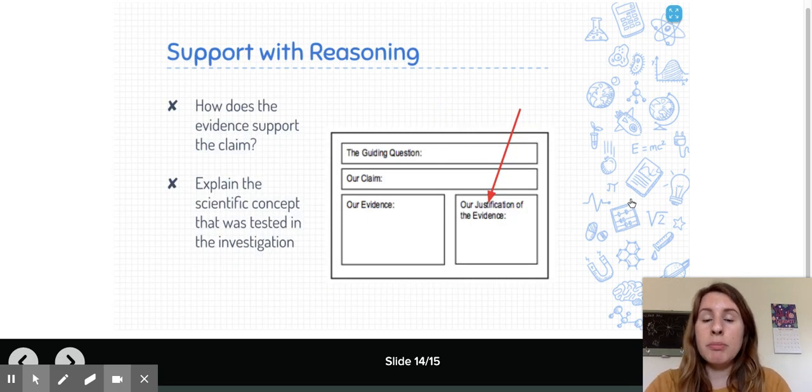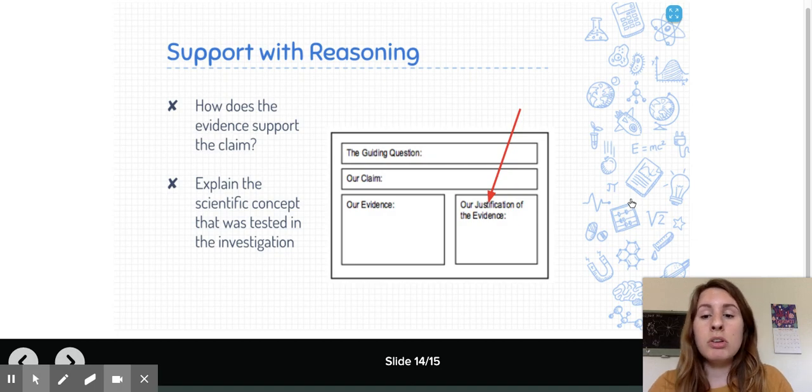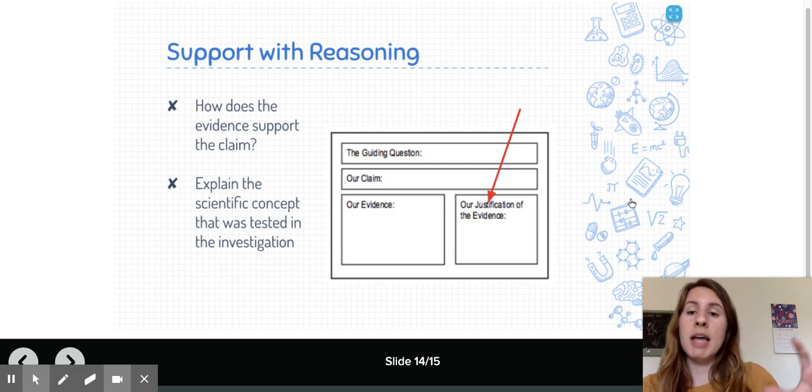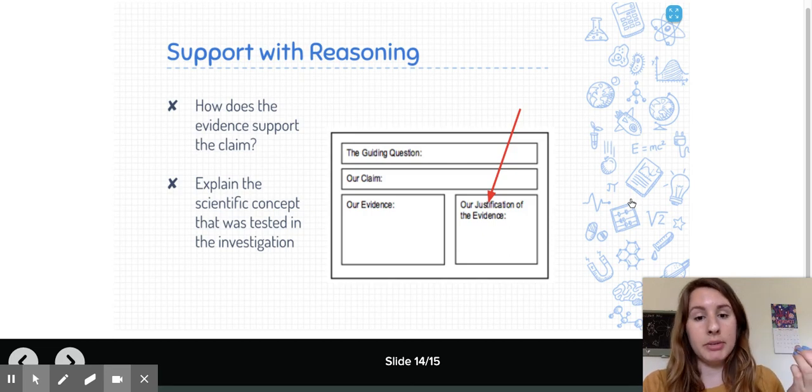Next, when you are supporting your evidence with reasoning, you're telling me, why does this evidence matter? We investigated this specific lab to see and understand Newton's laws of motion in action. So those are the underlying scientific concepts. So referencing Newton's law, specifically the second law of motion, will be important in your reasoning. This will tie up the research question, the evidence, and the scientific concept all together.